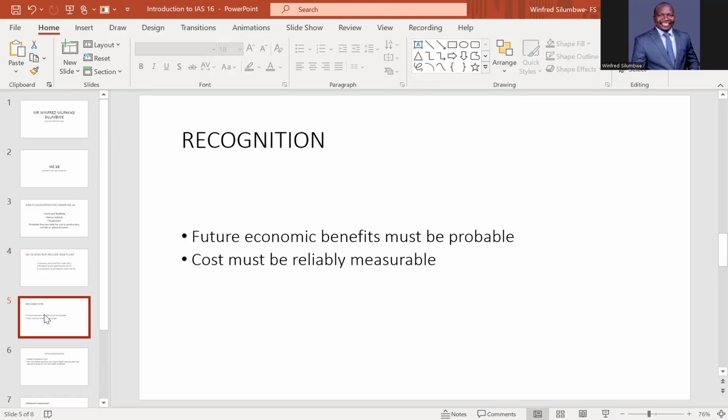Then the cost can be measured reliably. If you have built a house but you don't know the cost, then you cannot put it on the balance sheet. You can't treat it under property, plant, and equipment because the total cost of that asset is not known. You are saying reliably measured, no doubt, meaning you're able to know that the total cost is so much. Then you can go ahead and treat that asset under PPE.